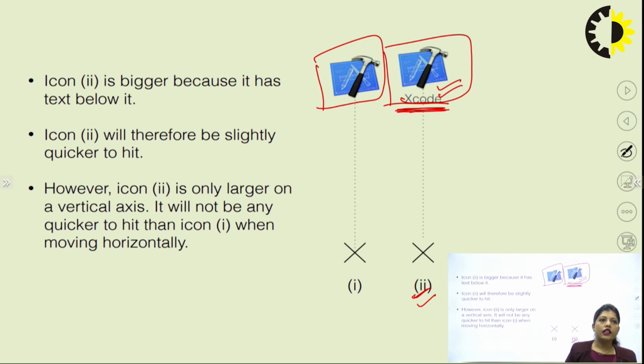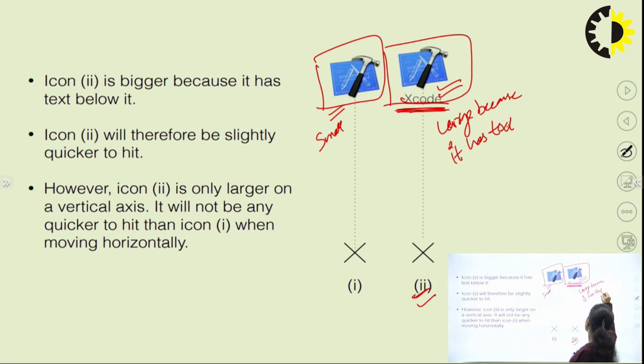However, icon second is only larger on a vertical axis. It will not be any quicker to hit than icon 1 when moving horizontally. So in the image it is clearly shown that this size is small and this size is large, because it has text in it, because there are some icons on the screen which have a name. So this is the cursor.